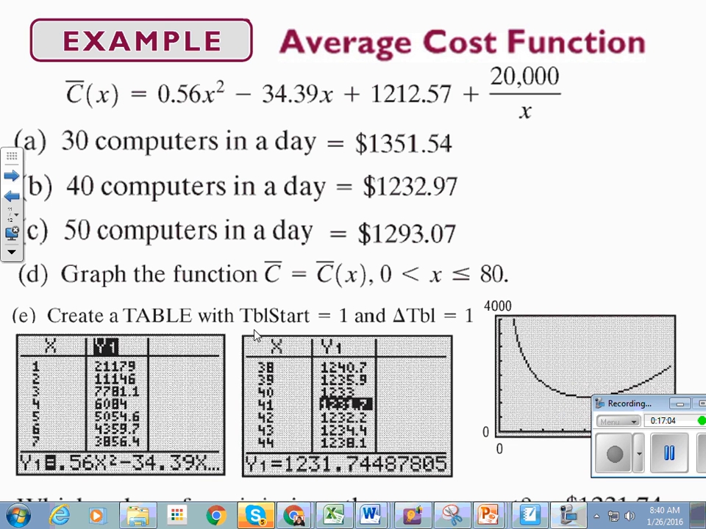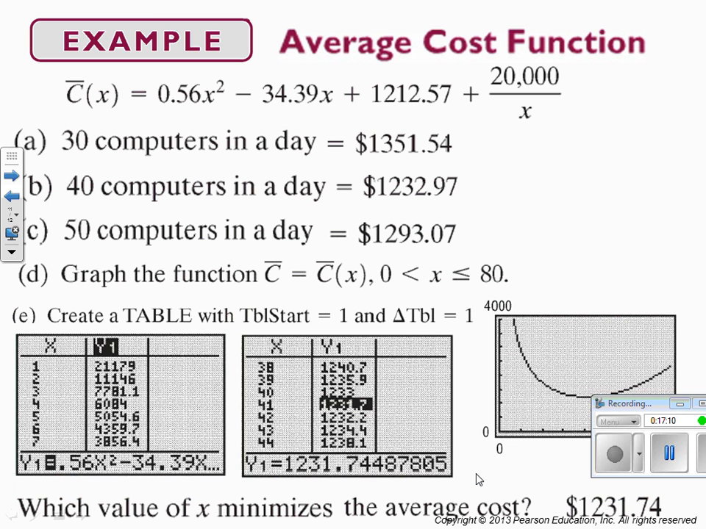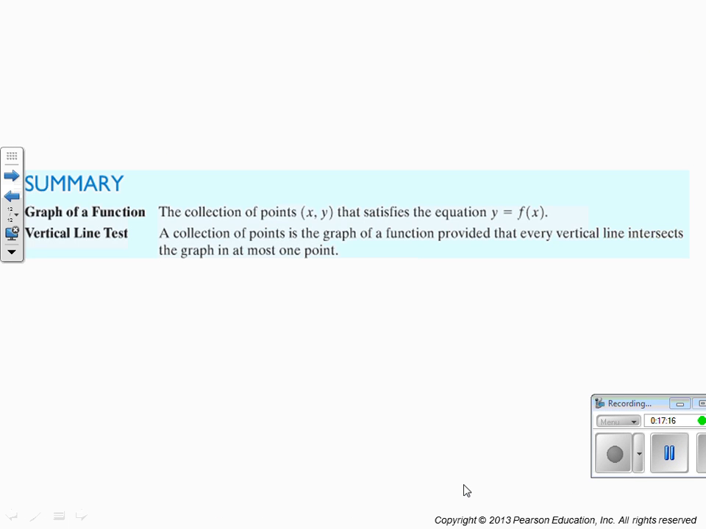So the minimum is $1,231.70. That is the minimum average cost.